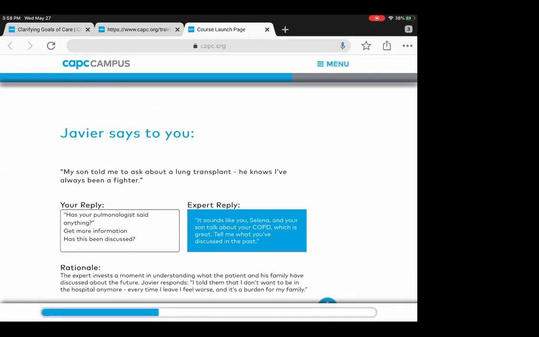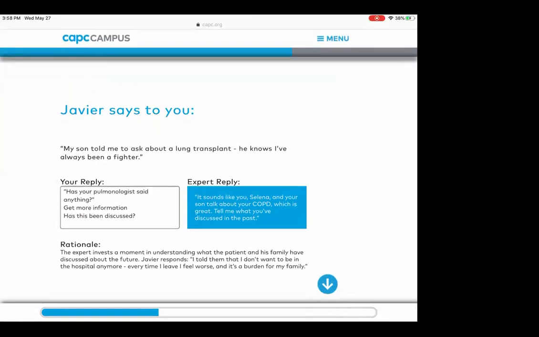In this case, really kind of a similar answer to that. So first thing, certainly in this reply, was acknowledging that first step. So just saying, it sounds like you, Selena, I'm guessing that might be his wife, and your son talk about your COPD. So that's great. Tell me what you've discussed in the past.